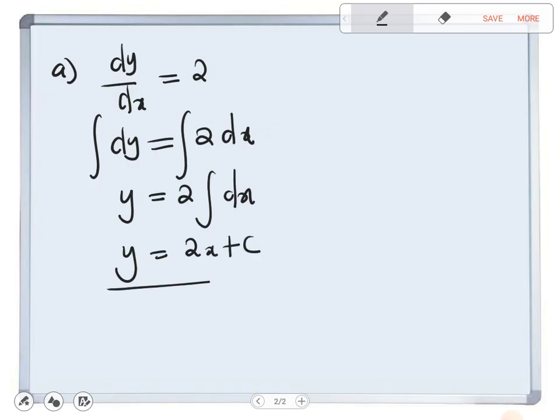The reason why I'm adding c is, look, I don't have limits, so I'm supposed to add a constant. And this constant is just going to help us find what in the family of curves. That is what we are trying to do. So if you are told to plot this, c can take any form, by the way.